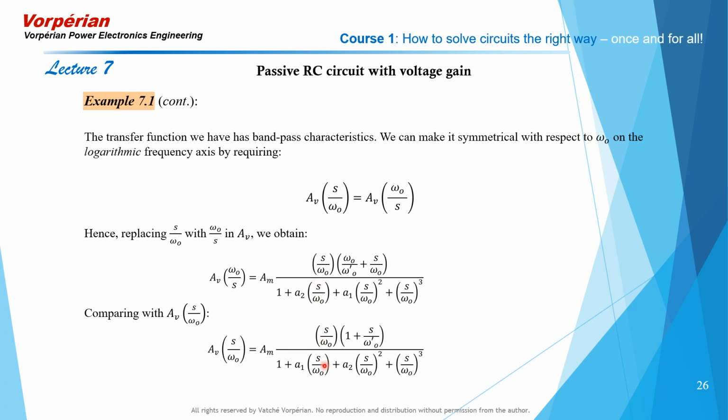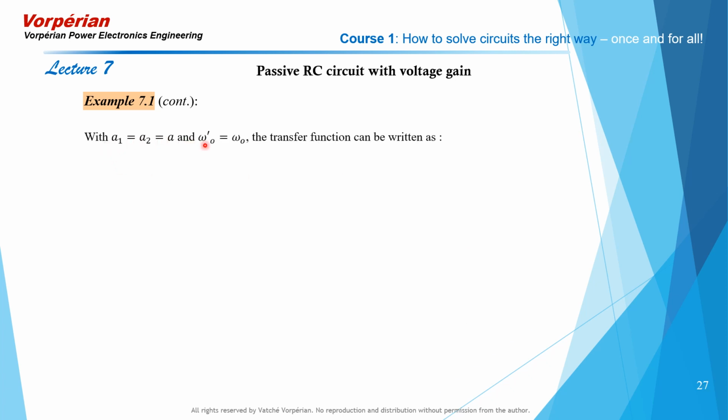When we make these two expressions equal to each other, we recognize that we should have A2 equal to A1. That's our first condition. The second condition would be to make omega naught over omega naught prime equal to unity. That is to say, we make omega naught prime equal to omega naught. These are the two conditions which we are going to pursue in the next few slides to determine the relationship between the circuit elements which satisfy these conditions.